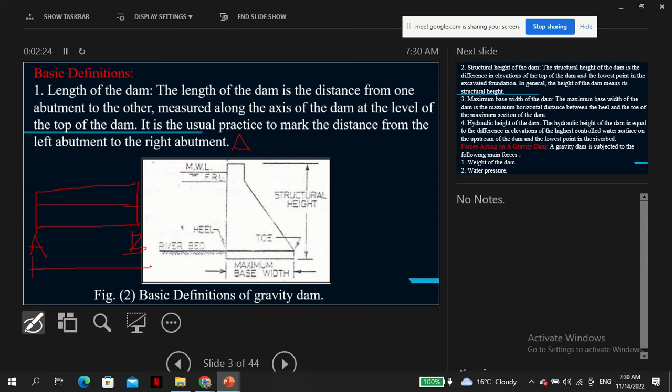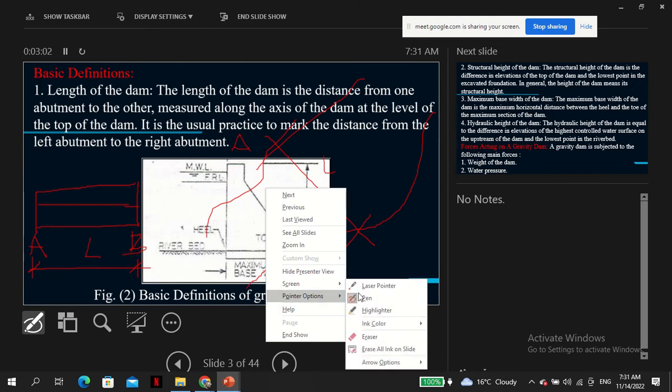That is the length. Of course, this length has to have something to do with the length of the river. If the stream or the river is like this, that length has something to do with the river. Or, for example, if you divert the dam so that it is not exactly across the river, because sometimes you can divert the dam, then that depends on the width of the channel. So that determines the length of the dam.